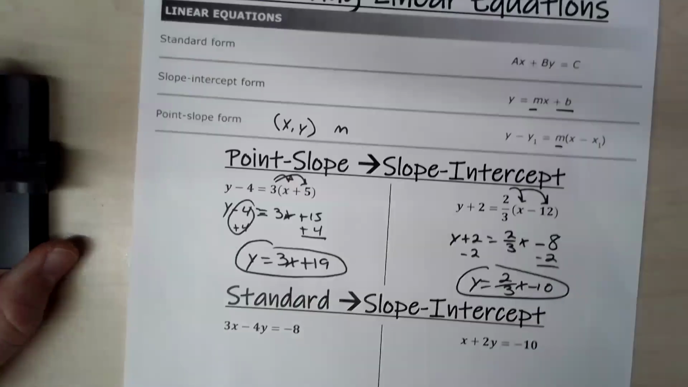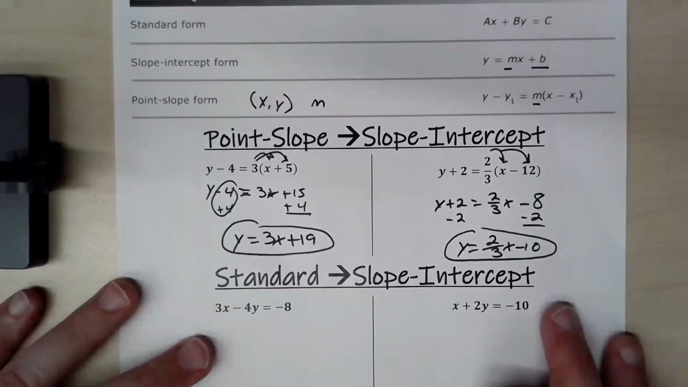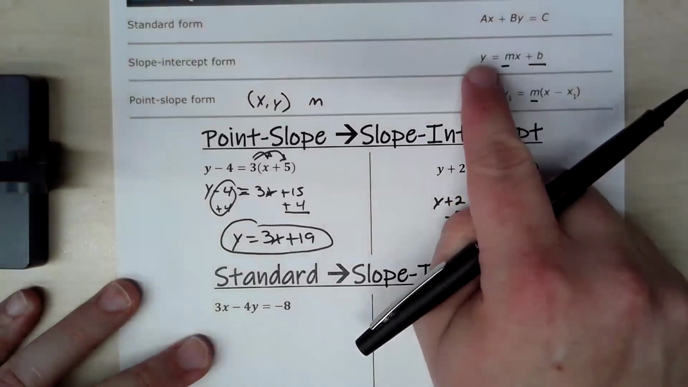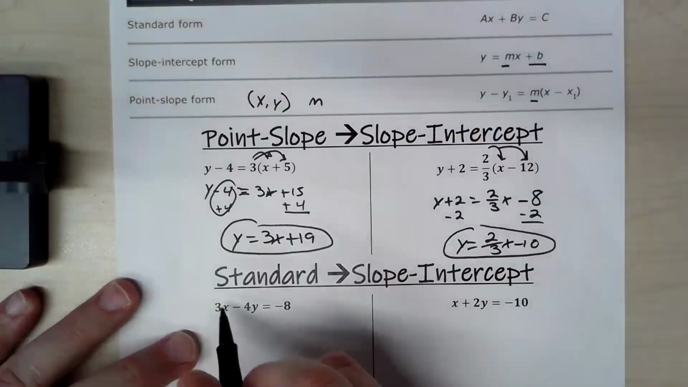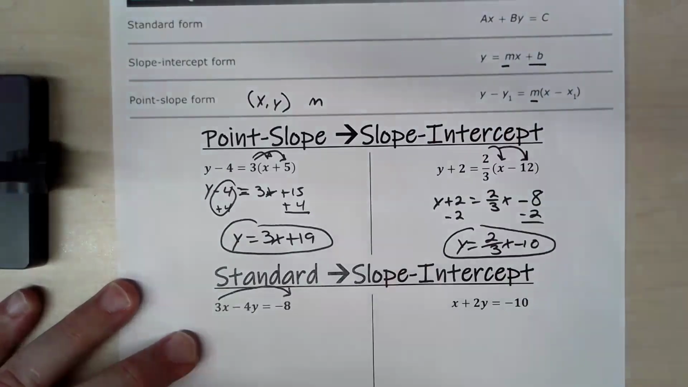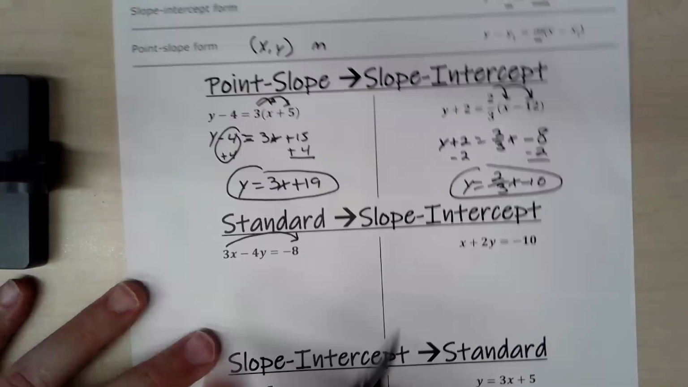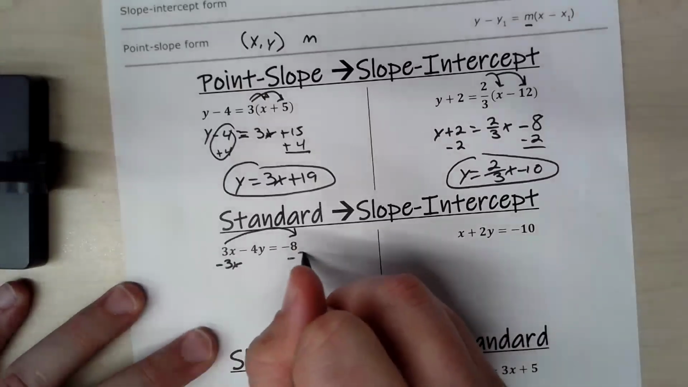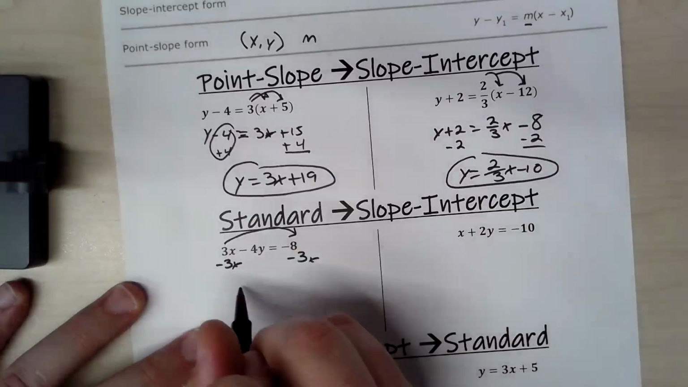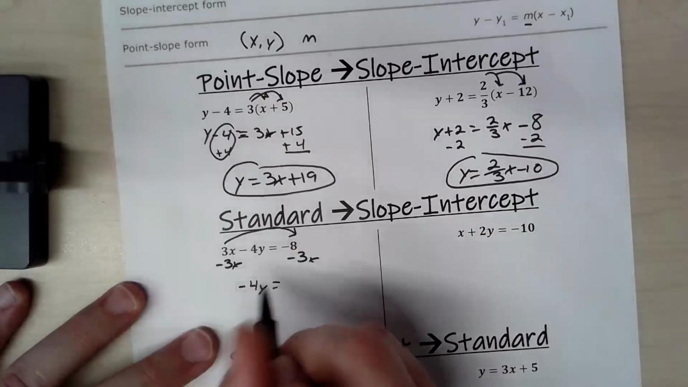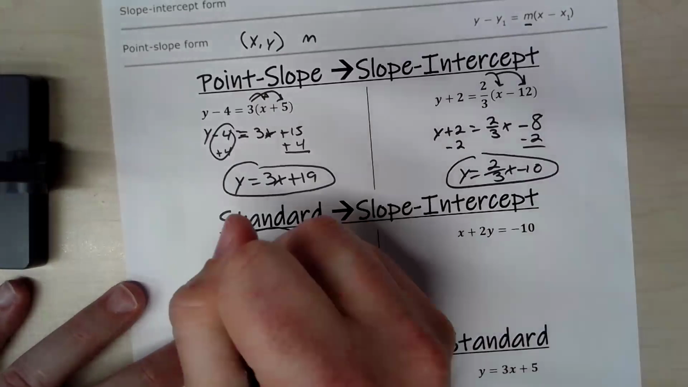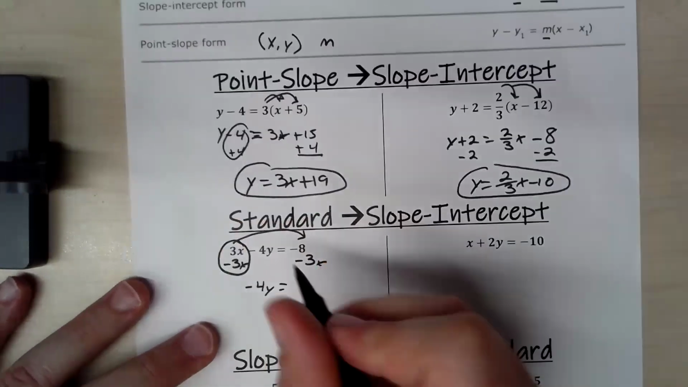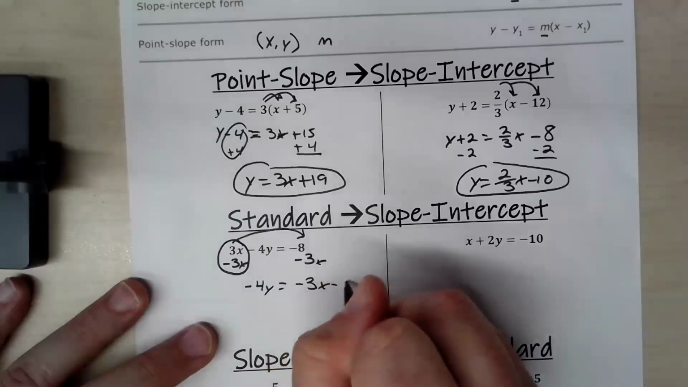So now to go from standard to slope-intercept, in standard, I have x's and y's on the left, but in slope-intercept, I need to isolate my y. So our first step is always, I've got to move my x's to the opposite side. So to get rid of 3x, I've got to subtract 3x from both sides. So this negative 4y is all that's left over here, right? I didn't have any x's here. So it's negative 3x minus 8.